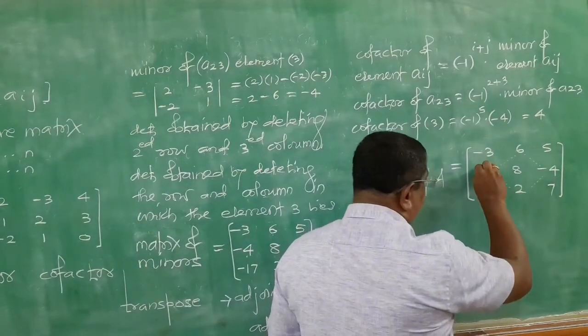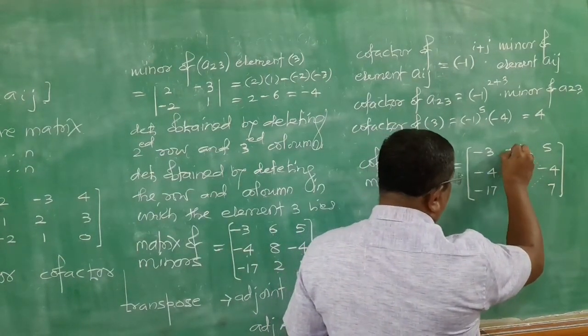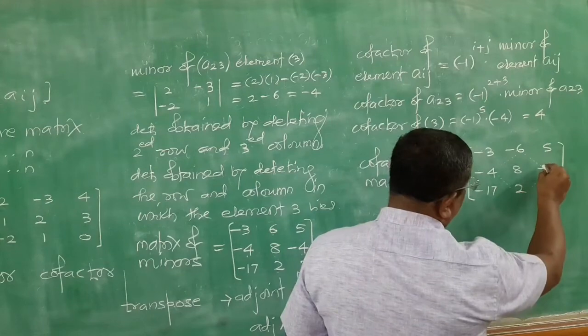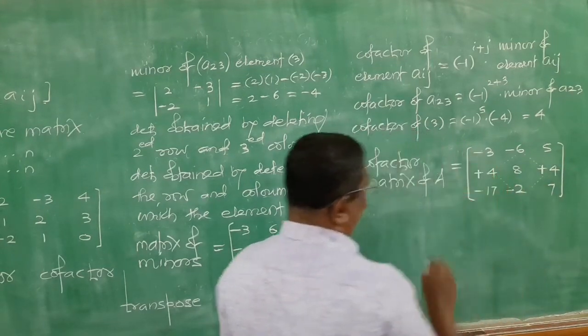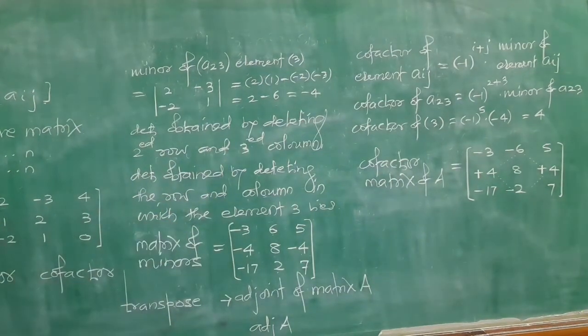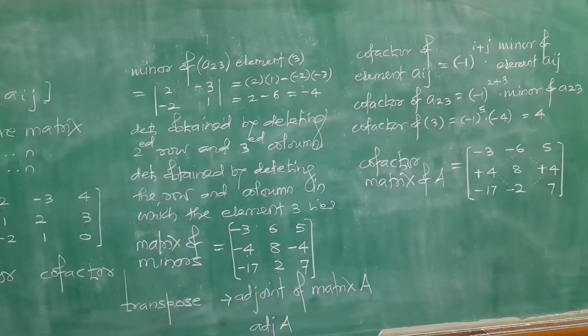You will definitely write down the answer as minus 6 plus 4 minus 2 and plus 4. This will be the cofactor matrix of a matrix. We call it cofactor matrix.